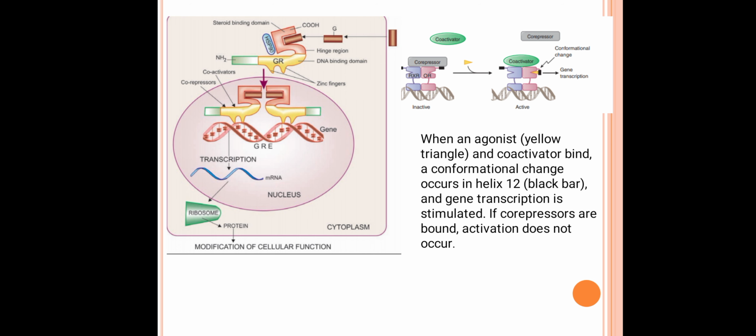Now, the function of the co-activator and co-repressor is that only if the co-activator and the agonist bind, the gene transcription will be stimulated. But if a co-repressor binds instead of the co-activator, then the activation does not occur. So that you have to understand.